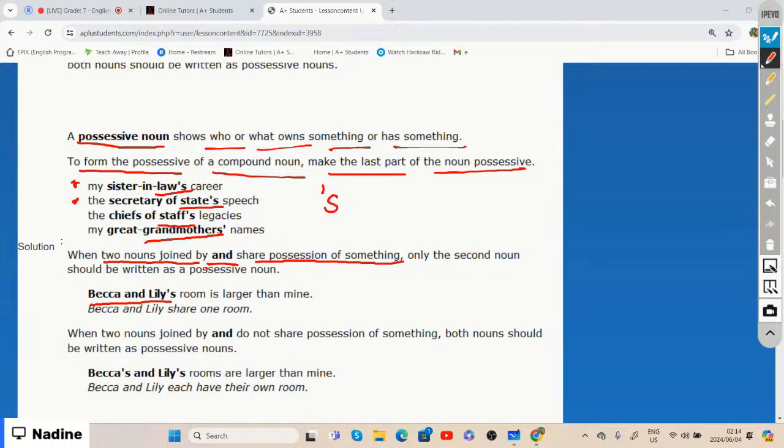And then also we have, when two nouns are joined by and, but they do not share possession of something, then it means that both nouns should be written as possessive nouns. Meaning Becca's and Lily's rooms are larger than mine. And when we say Becca's and Lily's rooms are better than mine, it means that they have single rooms.